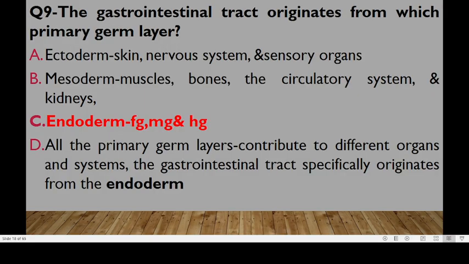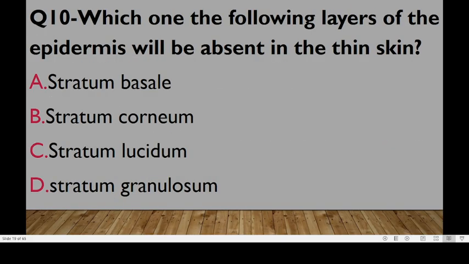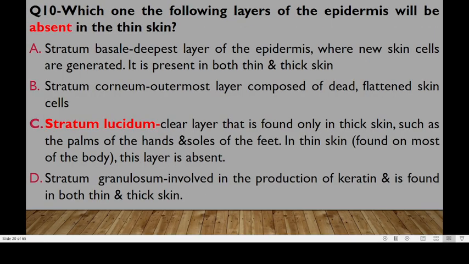Ectoderm, we know it's involved with the skin, the nervous system, and the sensory organs. Mesoderm normally gives rise to muscles, the bones, the skeletal system, and the kidneys. All the primary germ layers, of course, we know they contribute to different organs and systems. But when you are trying to refer to the gastrointestinal tract, this one specifically originates from the endoderm. Which of the following layers of the epidermis will be absent in thin skin?